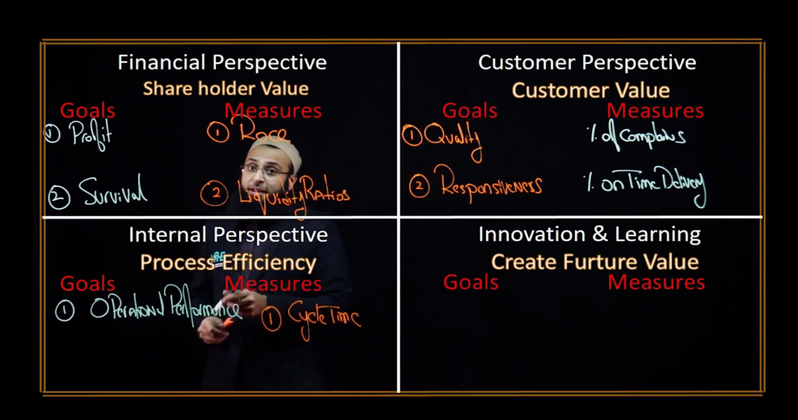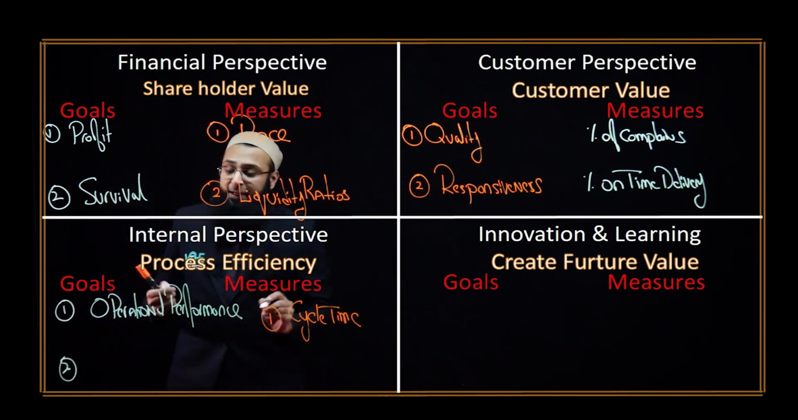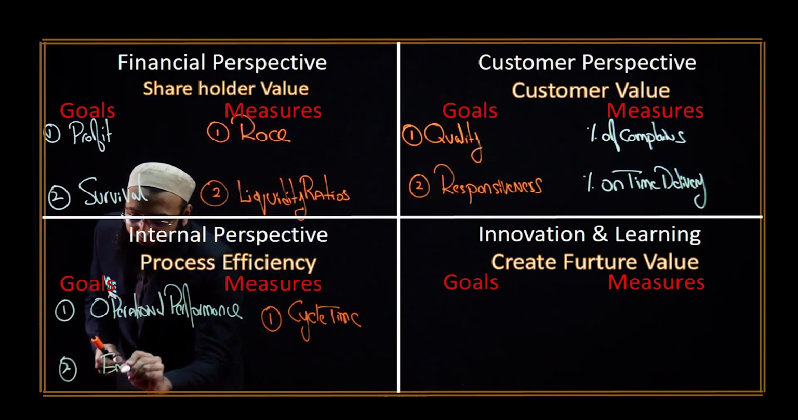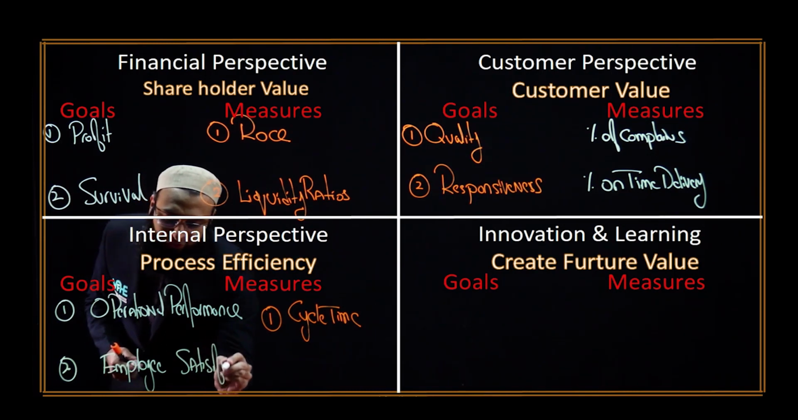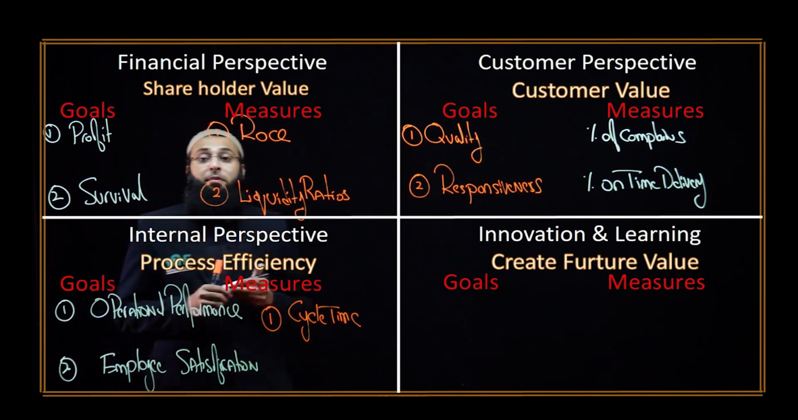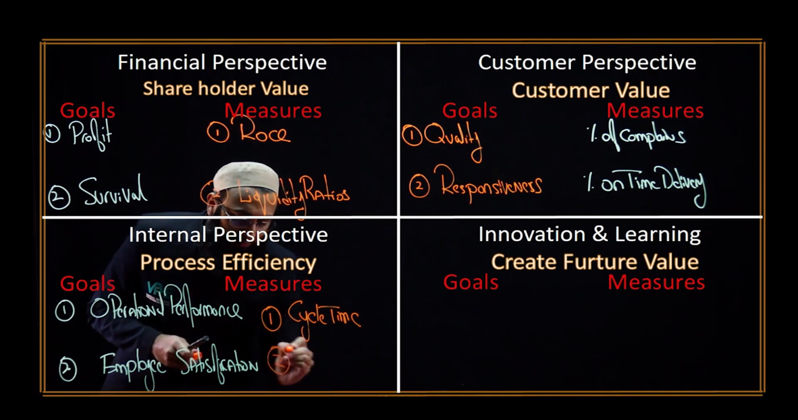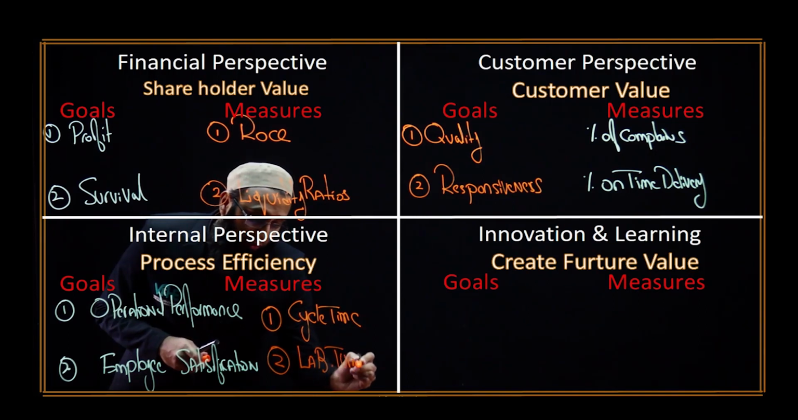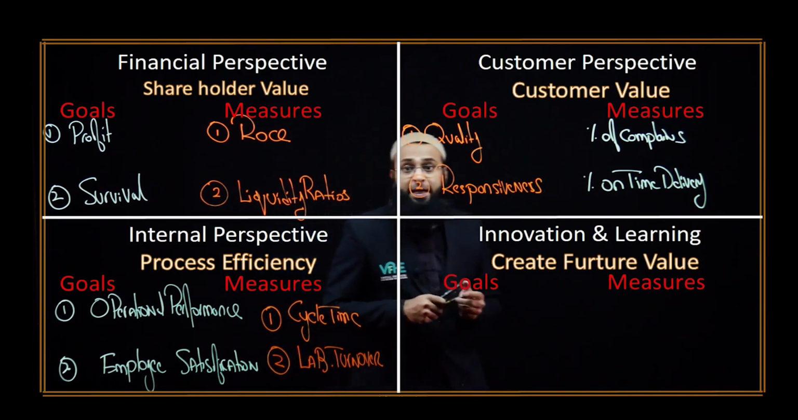Another measure can be for another goal, and that goal can be employee satisfaction. So for employee satisfaction, we can use a measure, labor turnover. So labor turnover will be a good indicator to check whether the employees of the organization are satisfied or not.